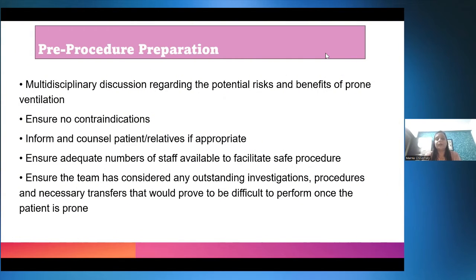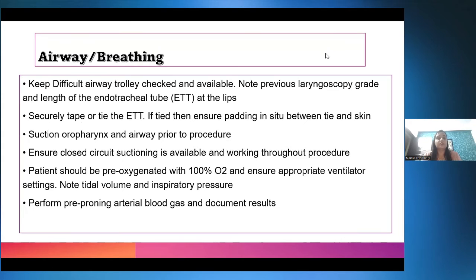Ensure adequate number of staff is available to facilitate safe procedure. Generally, it is recommended to have minimum 5 staff when we are shifting a patient to the prone position for ventilation, including the anesthesiologist. However, there should be a separate person available for taking care of the chest tubes if they are present. Ensure the team has considered any outstanding investigation procedures and necessary transfer that would prove to be difficult to perform once the patient is in prone position.